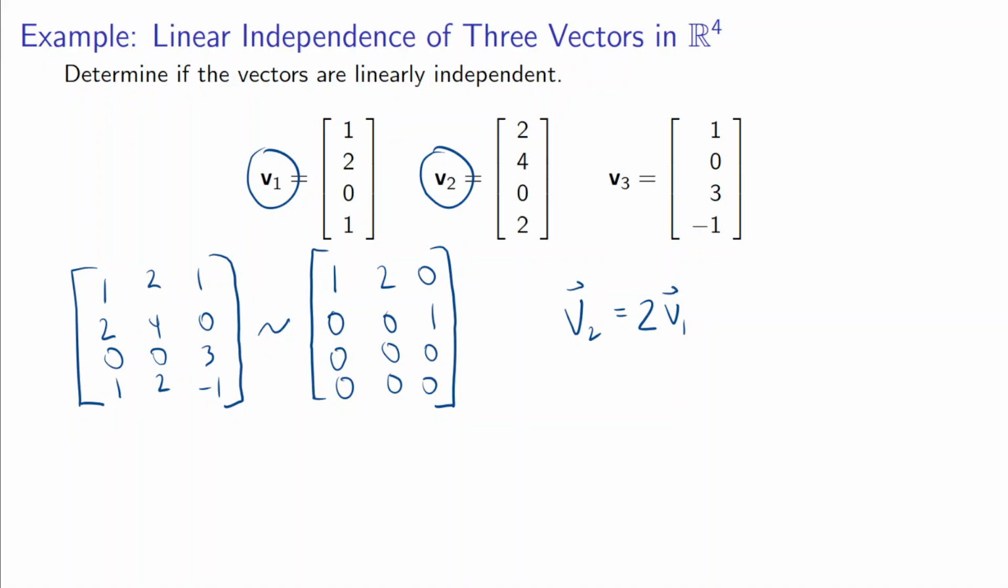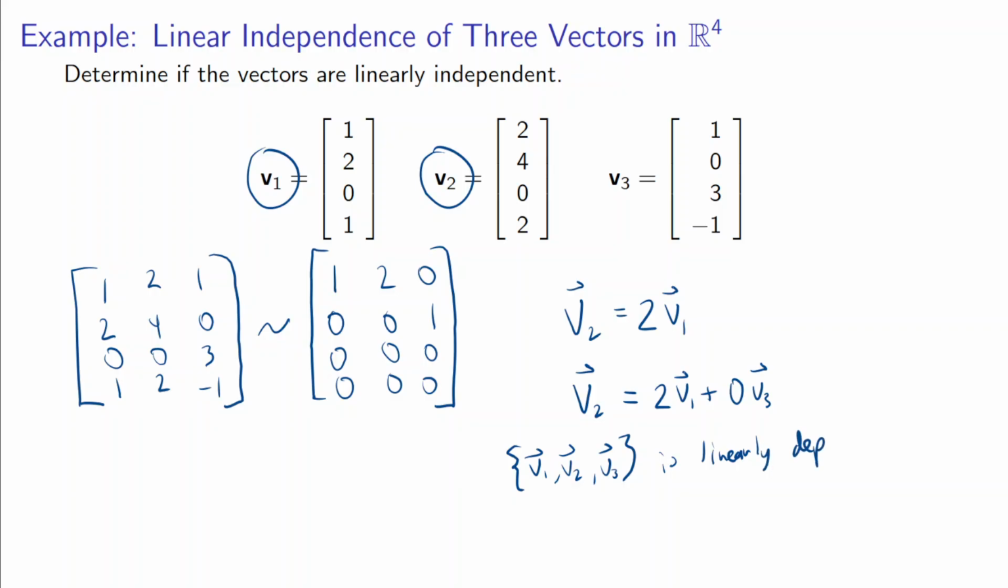Since we can write v2 as a linear combination of the other vectors, we could write v2 equal to 2v1 plus 0 times v3. So v2 is a linear combination of v1 and v3. And so this set v1, v2, v3, we would say is linearly dependent.